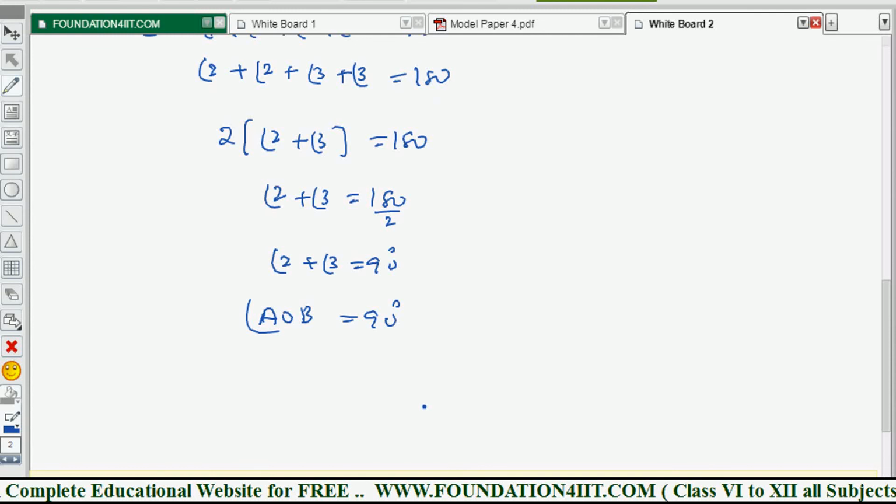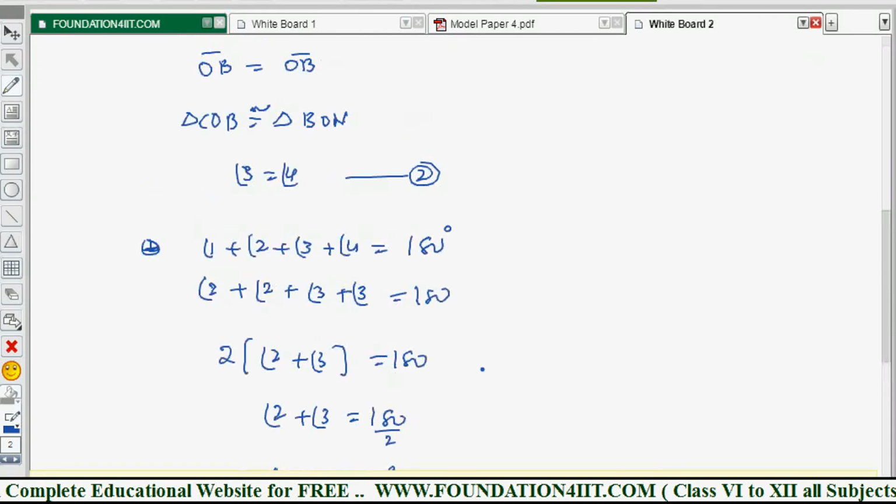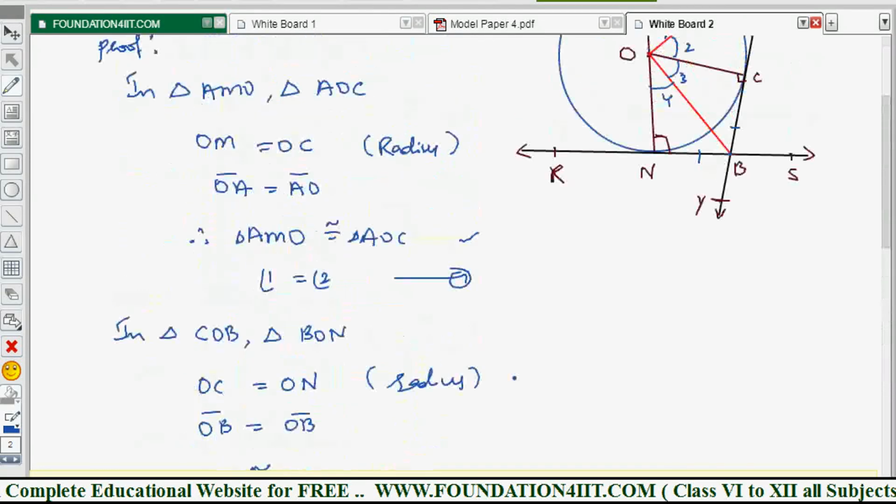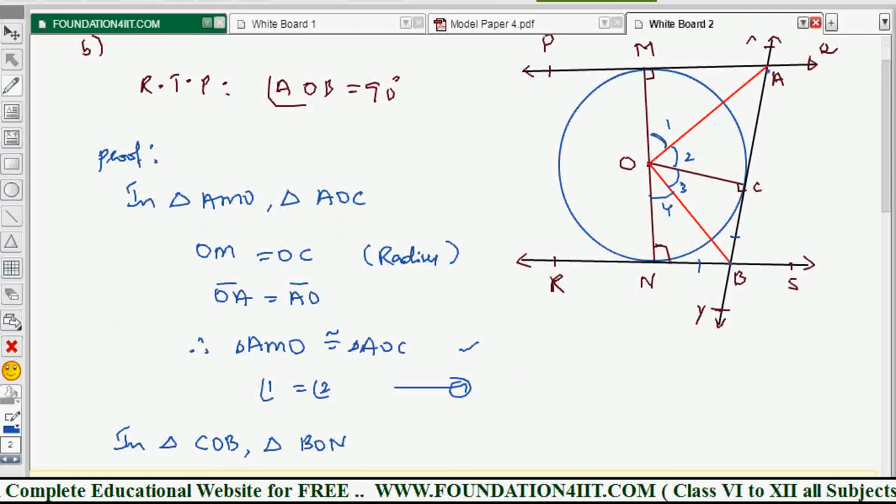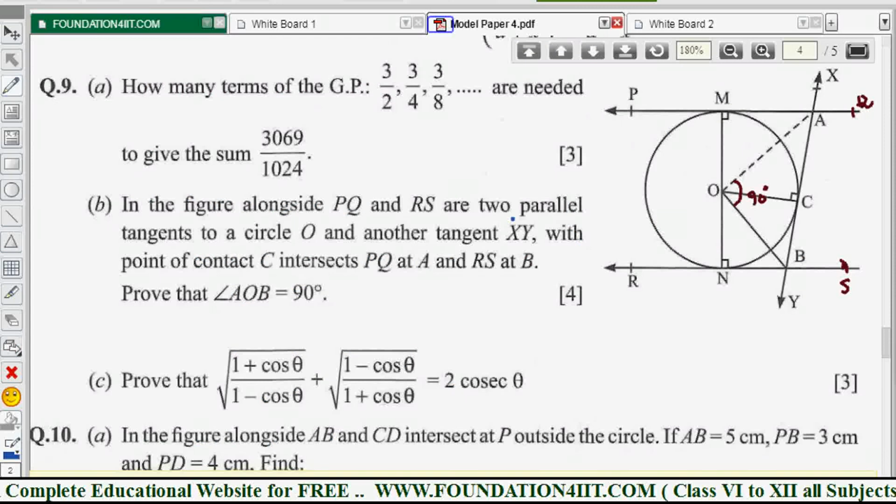Okay, we can do this. And if you want, the RHS axiom can be applied for both. So here also AM is equal to AC, and here also BC is equal to BN, because from an external point the tangents are equal. We can just solve this problem this way. And see the next question.